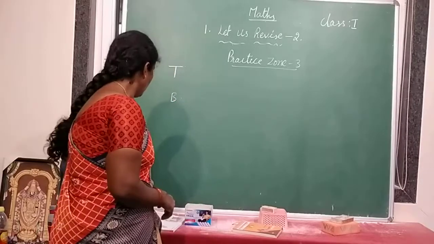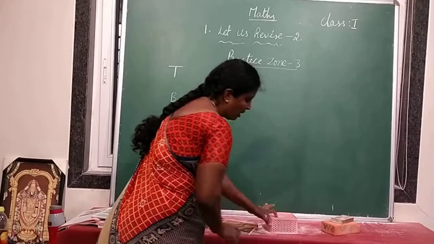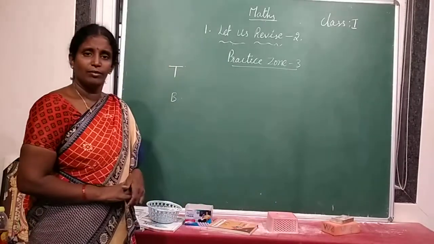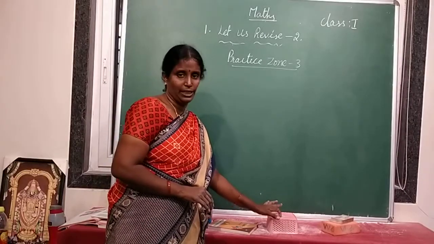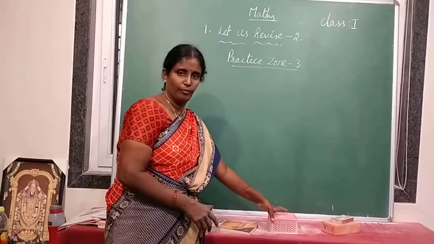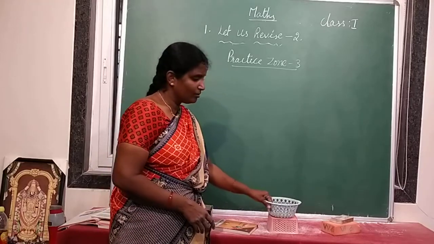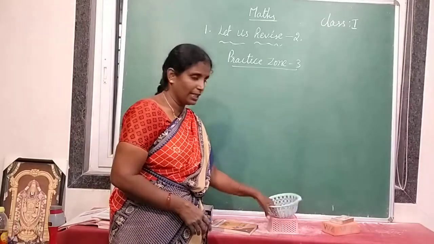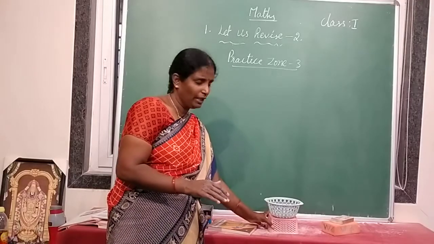And next, do you know what this is? Yes, it is under the basket. Understood? Matchbox is under the basket. Under the basket. And next, another basket is on this basket. This is on and this is under.